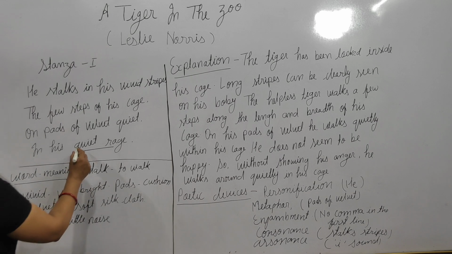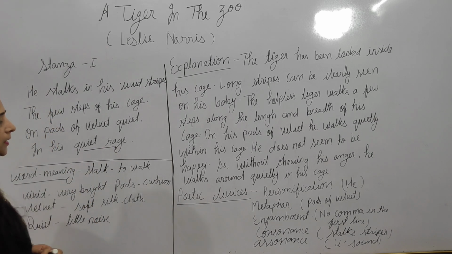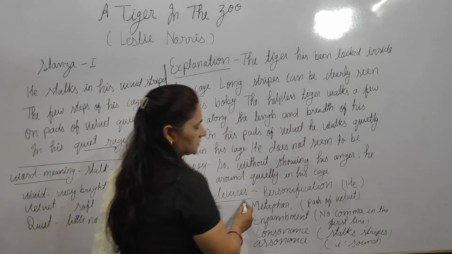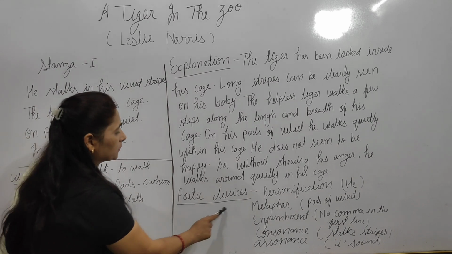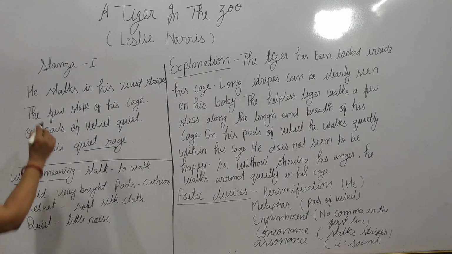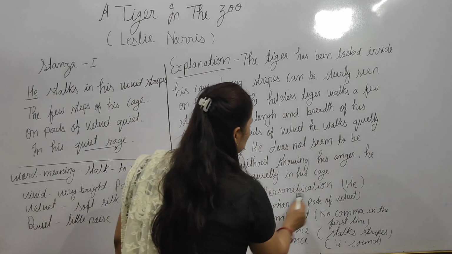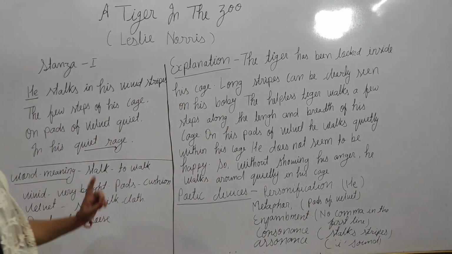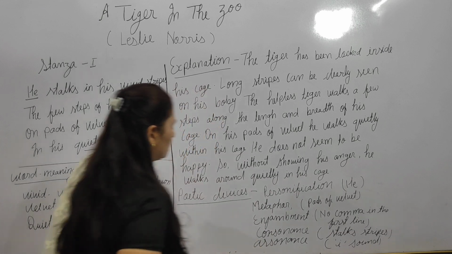Now I will explain the poetic devices. After the explanation of the poem, I hope the explanation of the poem would be clear. Now I will explain the poetic devices. So the first, the poet has used here this 'he'. For 'he', the poet has used personification. Personification means if a lifeless object is made to behave like a human being, it is called personification.